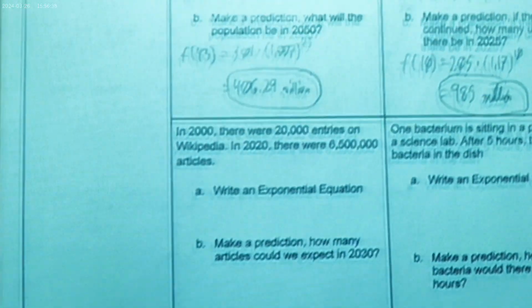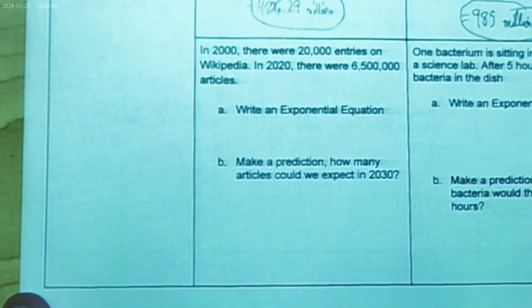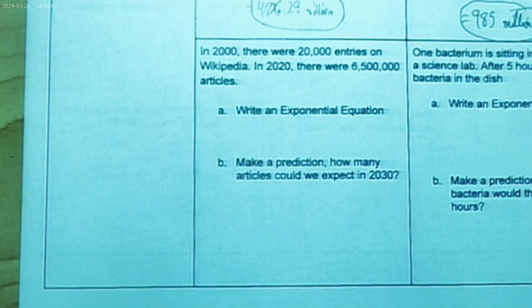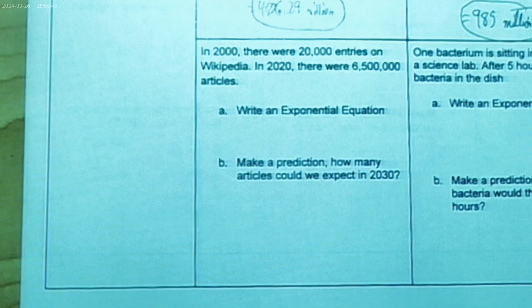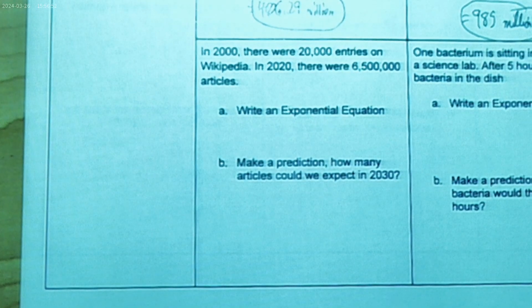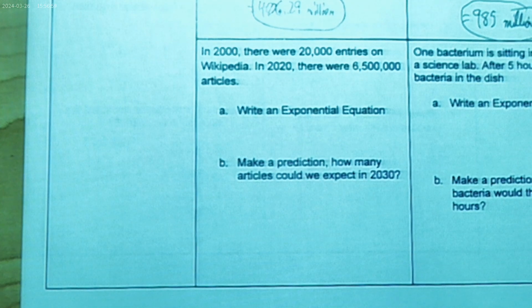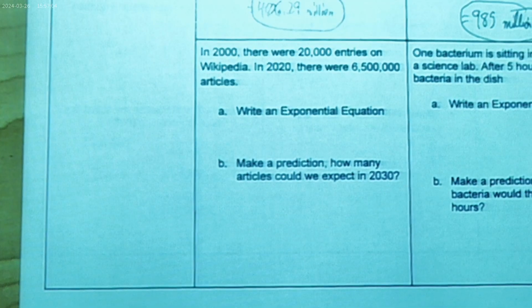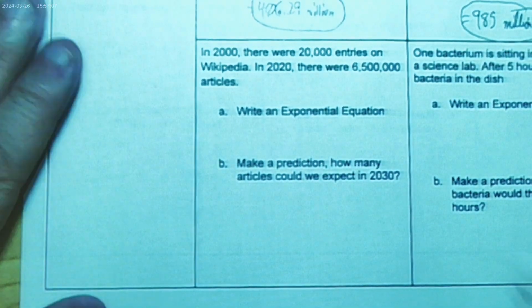Anyway, next to last one: in 2000, there were 20,000 entries on Wikipedia. In 2020, there were 6.5 million articles. This time they're synonymizing entries with articles, meaning that entries and articles are the same thing. It's just a verbal trick, but anyway. So in 2000, there were 20,000 entries. That tells me that my initial value is going to be 20,000.